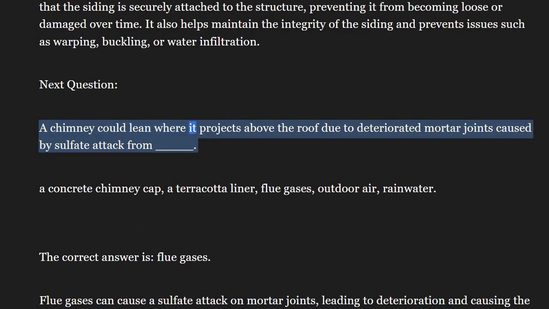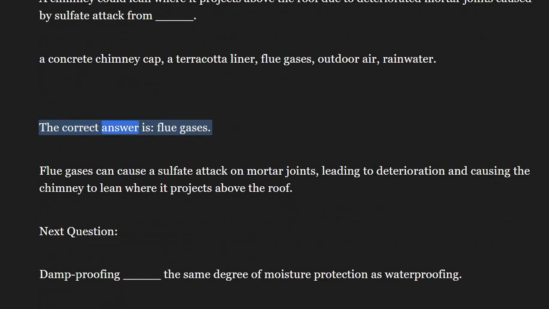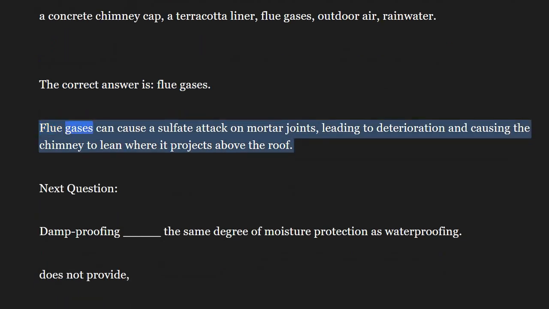A chimney could lean where it projects above the roof due to deteriorated mortar joints caused by sulfate attack from: a concrete chimney cap, a terracotta liner, flue gases, outdoor air, rainwater. The correct answer is flue gases. Flue gases can cause a sulfate attack on mortar joints, leading to deterioration and causing the chimney to lean where it projects above the roof.